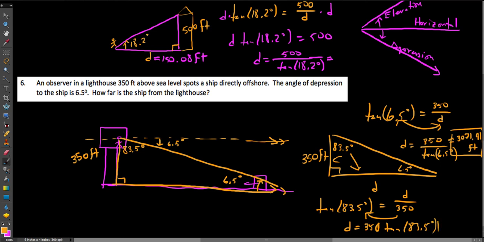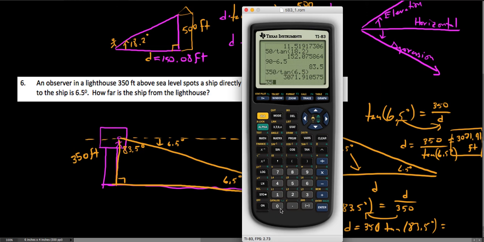And I just want to show you here on the calculator, what would we get if we did that? Well, we'd do 350 tangent of 83.5, and we would get the same measurement here. So it's kind of just dependent on which one you want to use. Make sure you're setting it up right is what I'm most concerned about.